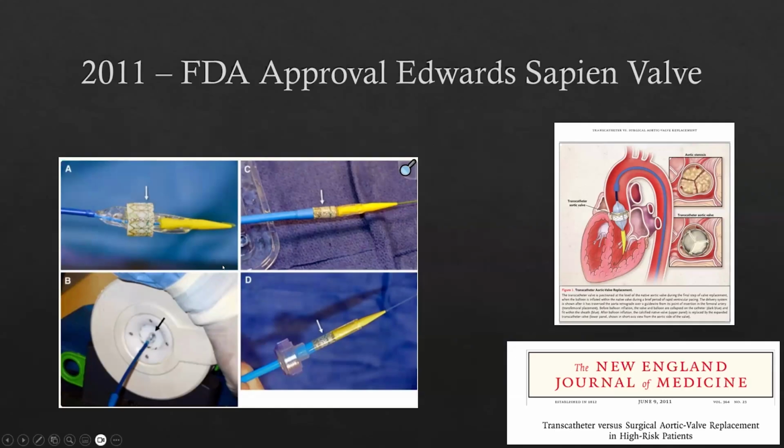Images here on the left of that valve. And here's the landmark New England Journal of Medicine paper published in June 2011, demonstrating non-inferiority of TAVR to surgical aortic valve replacement, or SAVR, in high-risk surgical patients. This was shown to be non-inferior at 1-year survival. Interestingly, Europe approved this same valve 4 years prior, in 2007.